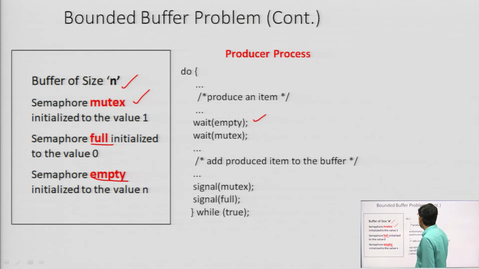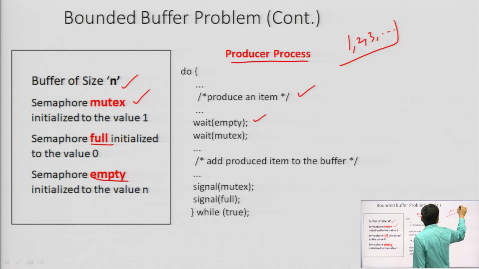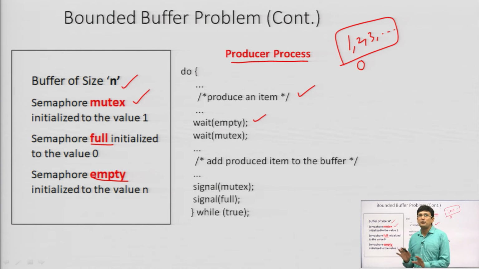Empty, what does that mean? If the producer process is there, it will produce some item, obviously. If the number of empty slots is 1, 2, 3 or anything like this, then the produced item will be kept on the buffer. And if the number of empty slots is 0, then we cannot put any item on the buffer. So, simply that process will wait, the producer process will wait. So, that is why wait empty. Wait empty means if the empty is 0, let us wait.